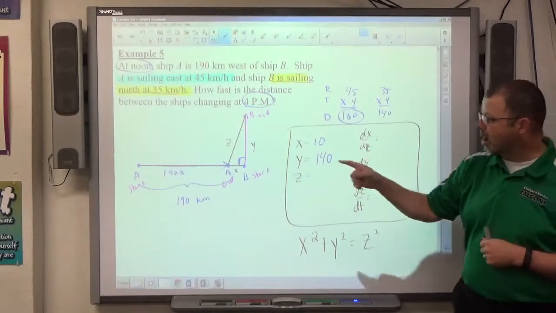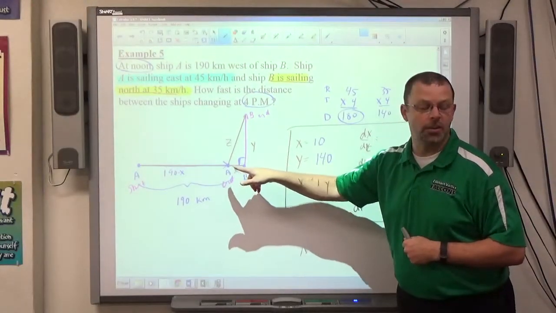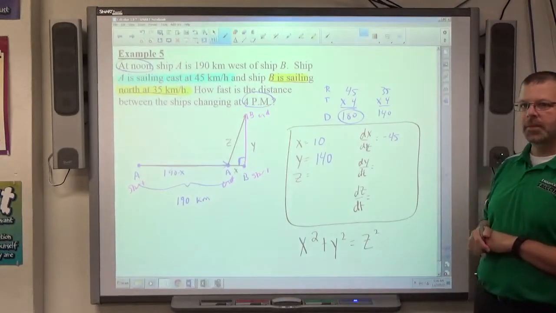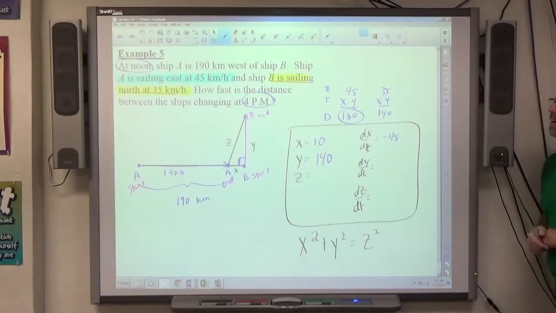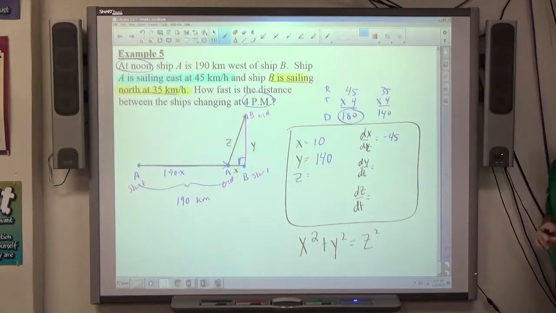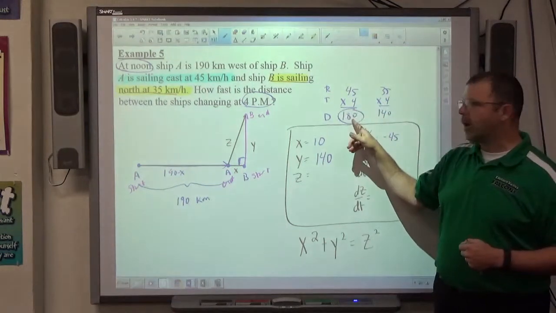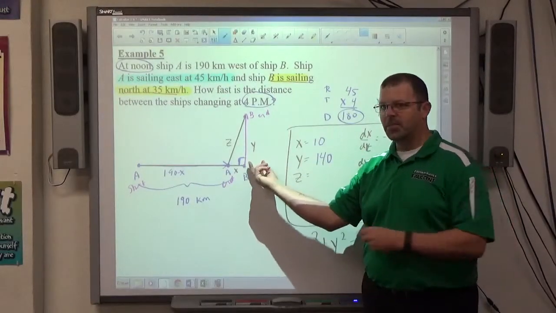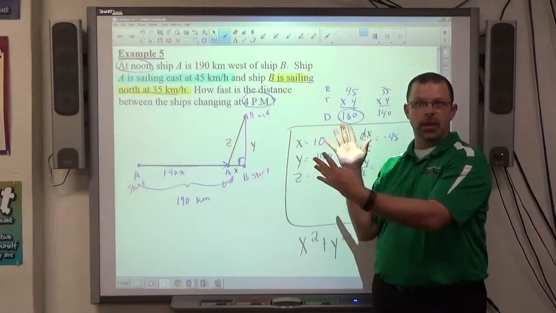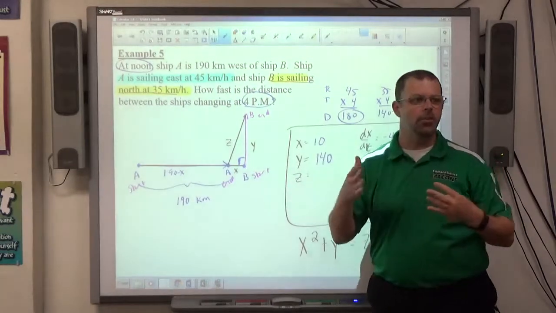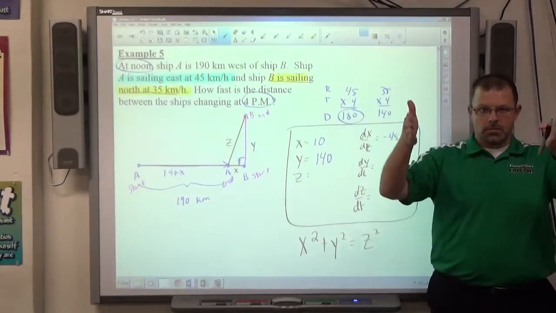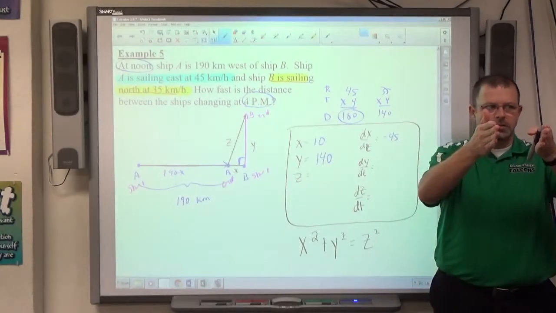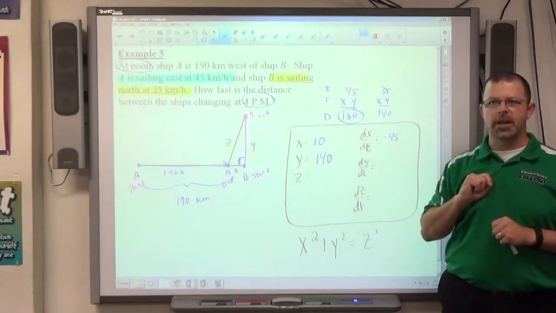In this case, based on our picture, x is getting smaller, so we get a negative 45 kilometers per hour. Suppose this had been like 200. Now this is beyond that, so now x is getting bigger, so dx over dt would be positive. So again, look at your picture, how you've got it drawn. Here's my dimension x. If the ship continues moving as it's moving, x is getting shrunk. Therefore, dx over dt is a negative number.